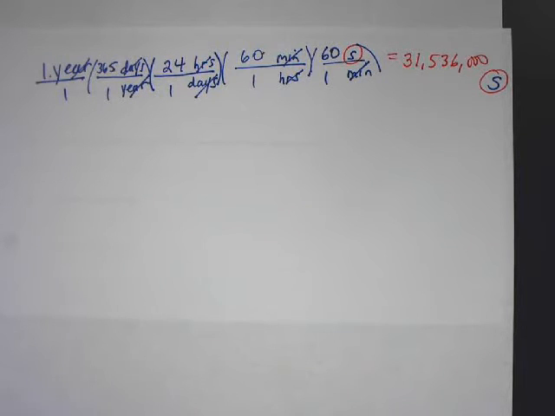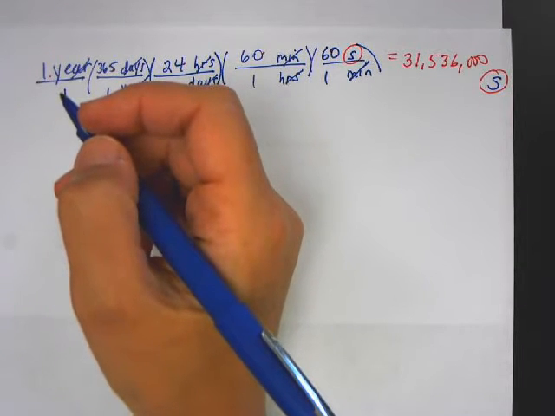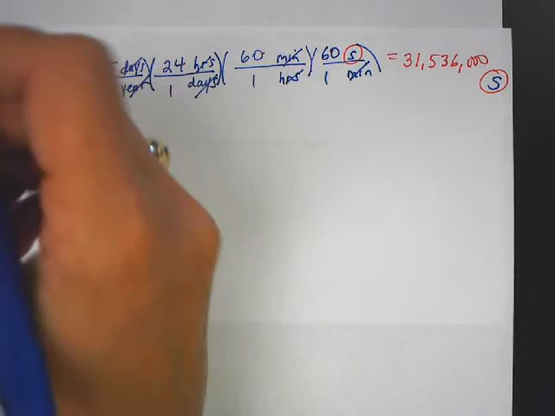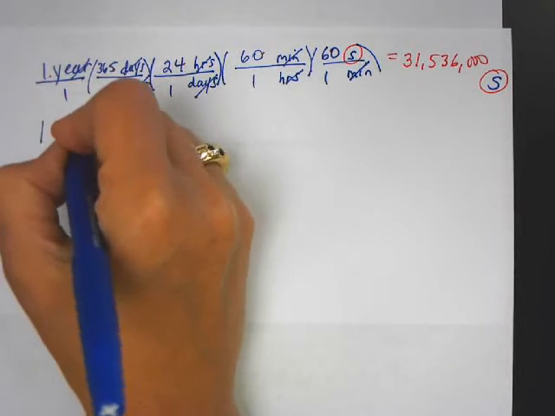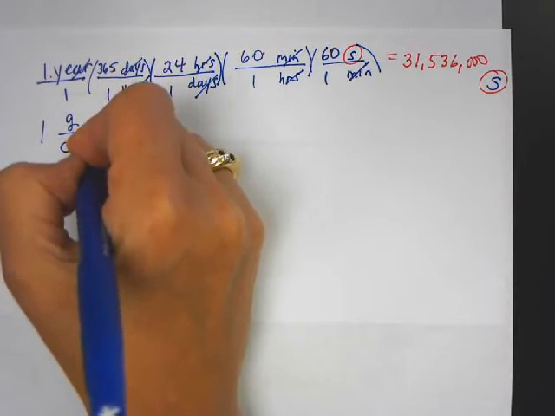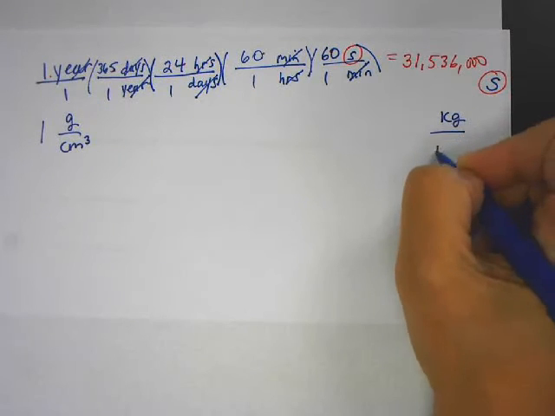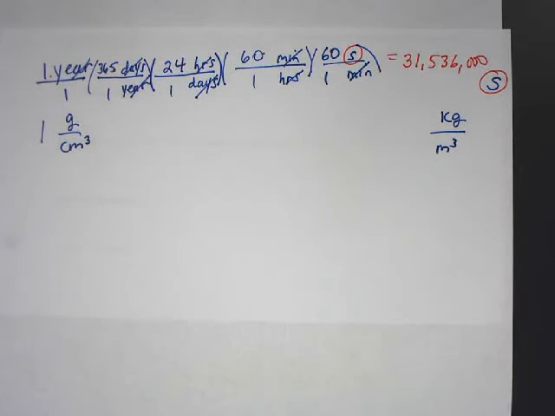All right, let's do number 7. Number 7 is the density of water is 1 gram per centimeter cubed. What is this value in kilograms per cubic meter? So I start off with 1 gram per centimeter cubed, and I want to end up with kilograms per meter cubed. I always put at the end what I want to end up with because it kind of tells me what to do.